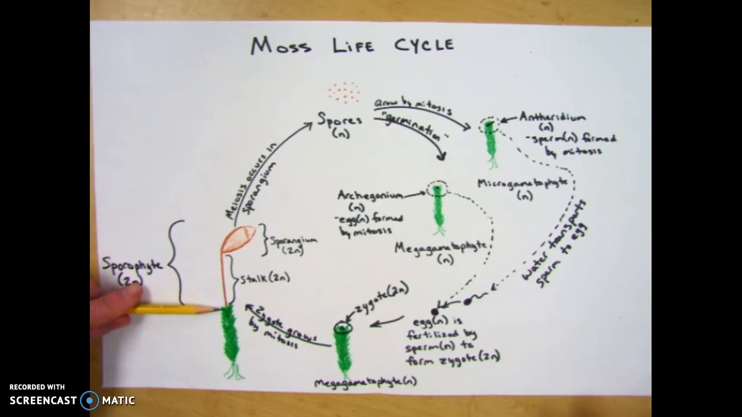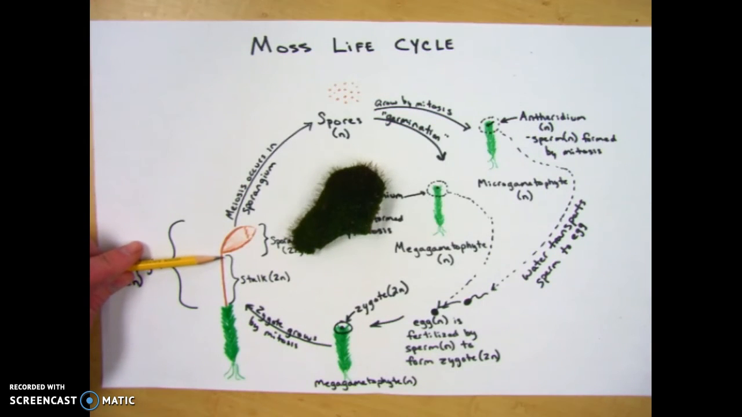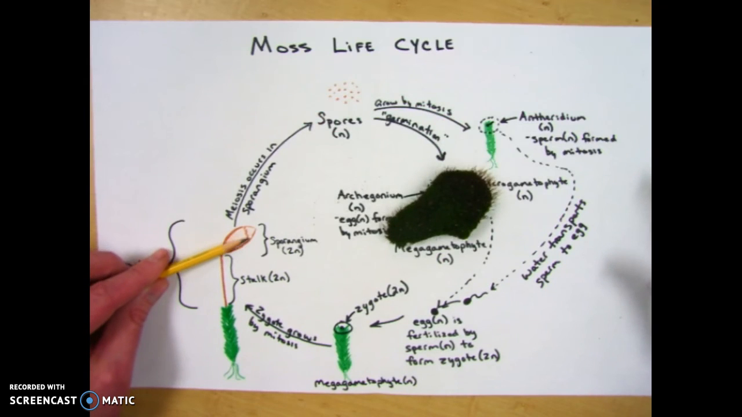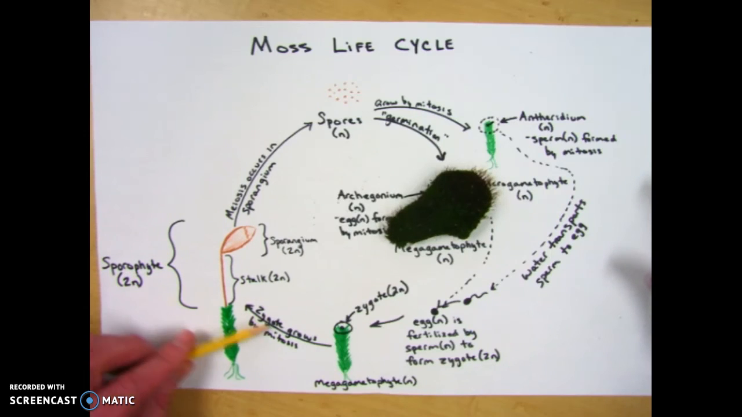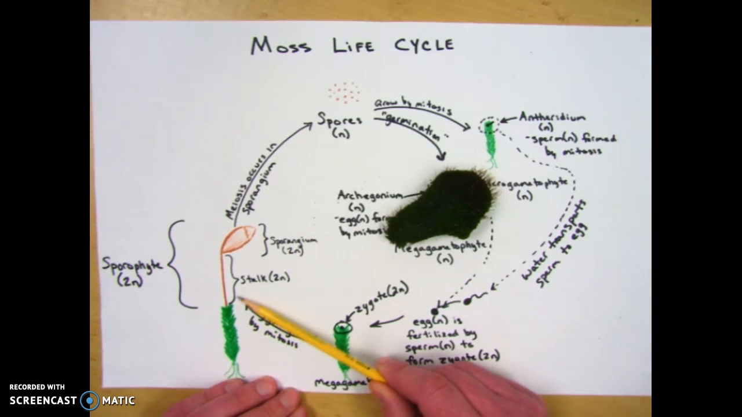This will grow into this brown structure. Kind of looks like spikes on that actual moss. I'll bring it back out here. Each one of those spikes is a stalk and a sporangium. Every single cell in this structure is diploid because it grew from a diploid zygote. This entire brown structure is the sporophyte.